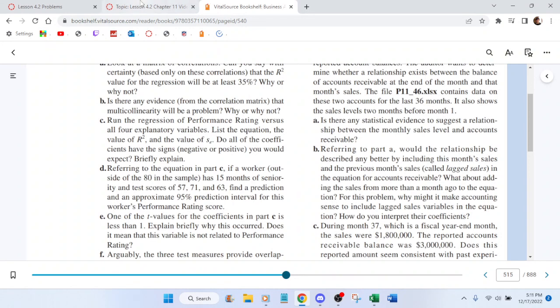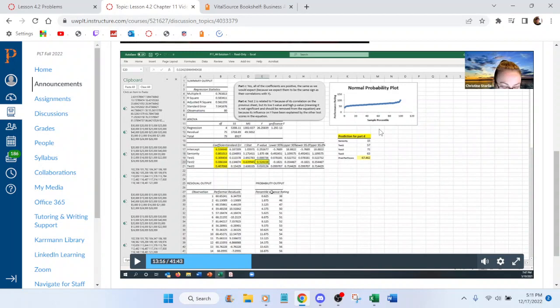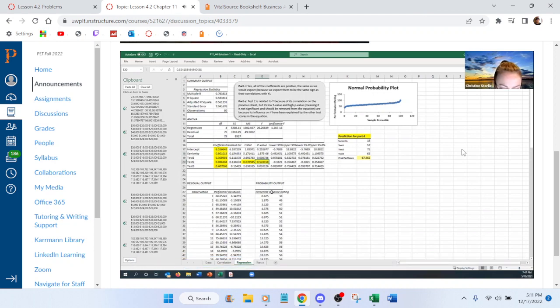What on earth? I mean, we're just looking at the P value here. What about the T stat? I mean, T stat. Yes, they all have the same.